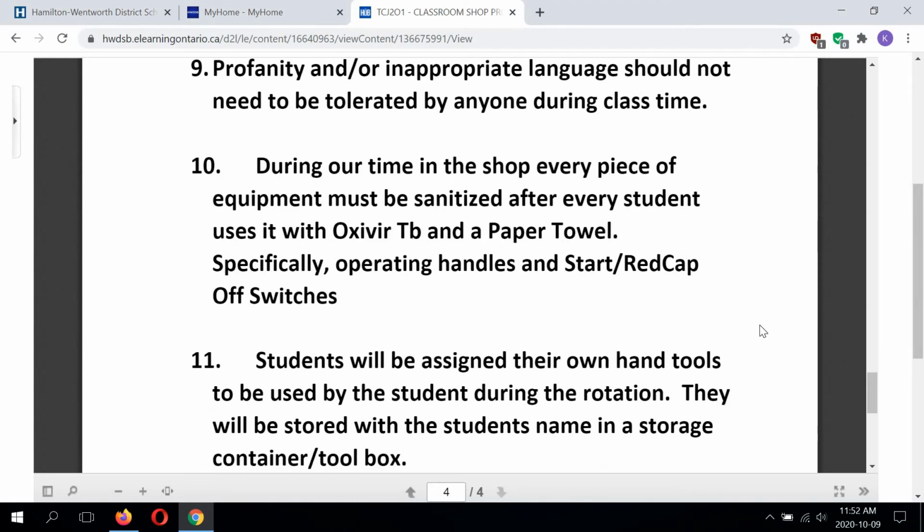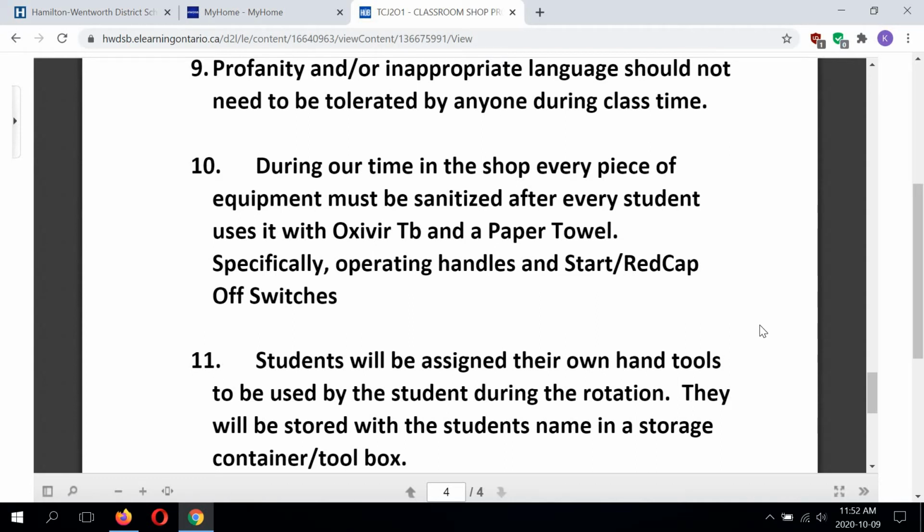Number 9, profanity and/or inappropriate language should not need to be tolerated by anyone during class time. So you won't hear me use it, and I don't want to hear students use it. So that's all I need to say about number 9.